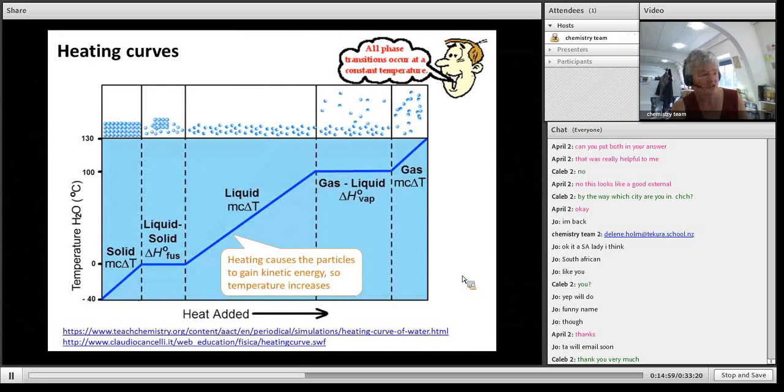And as I said, the heating causes the particles to gain kinetic energy. And I know from past exam papers they do want you to discuss kinetic energy. And then the fact that you're breaking the intermolecular forces.